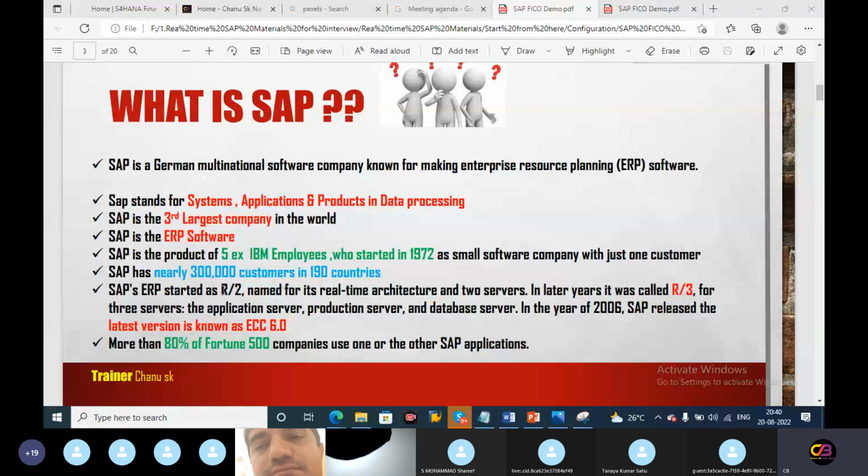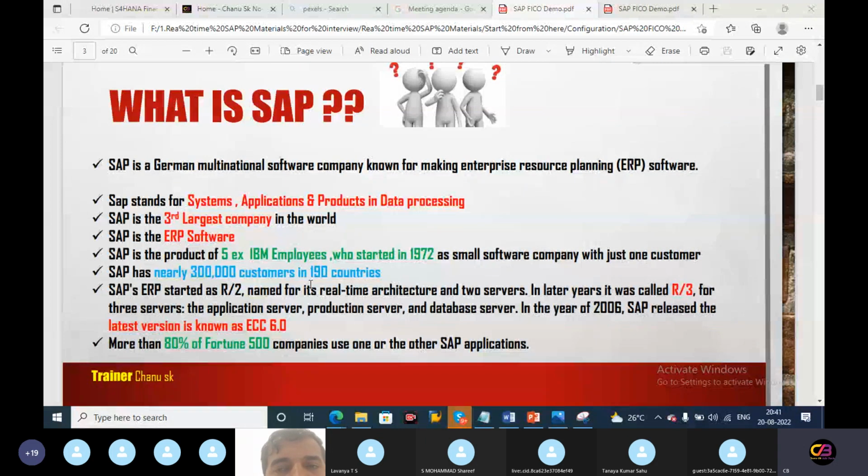R3 means R stands for real time, and 3 means 3 servers. So right now we are using SAP R3 ECC 6.0. SAP has 3 servers. I already told you SAP is database software, and every database has a server. The 3 servers are the application server, the production server, and the database server.